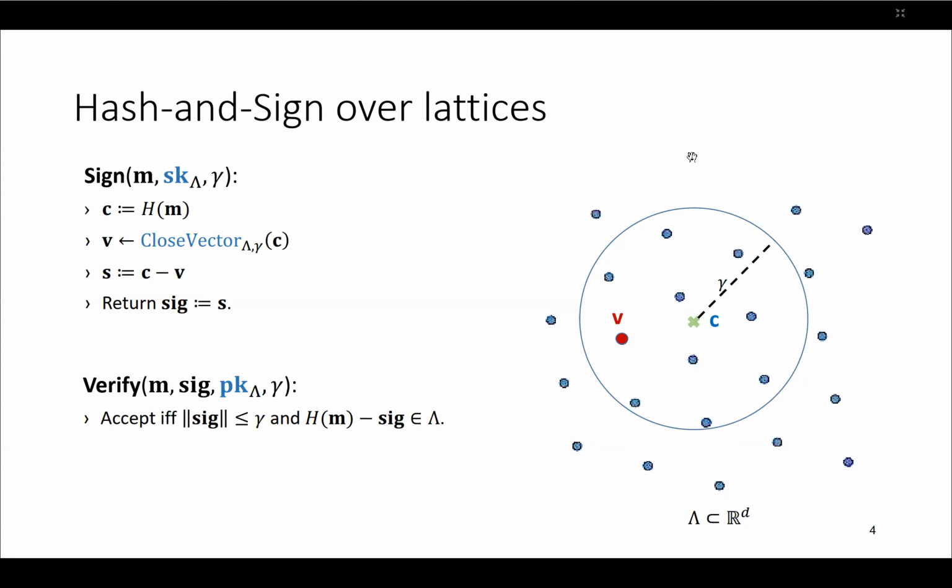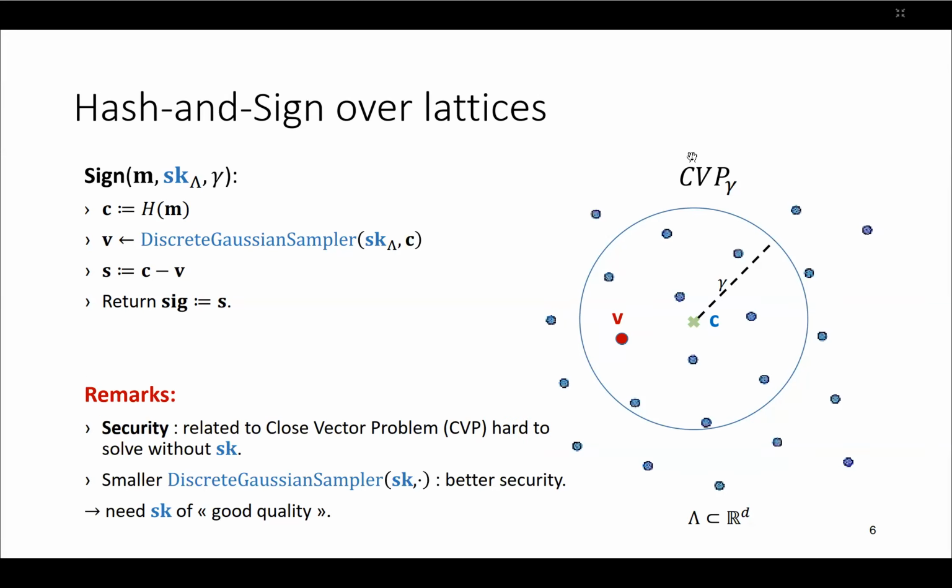For the verification, the signature is valid if it is short enough and the hash of the message differs from the signature by a vector in the lattice. In practice, we use a discrete Gaussian sampler with the help of a secret trapdoor to solve the problem. The closest vector problem is one of the hard problems in lattices. There are 2 important remarks about the security of this hash-and-sign type of signature. The first is that the security is related to the closest vector problem, which is hard for anyone who doesn't have the secret trapdoor. Secondly, the smaller the discrete Gaussian sampler is, the better the security becomes.